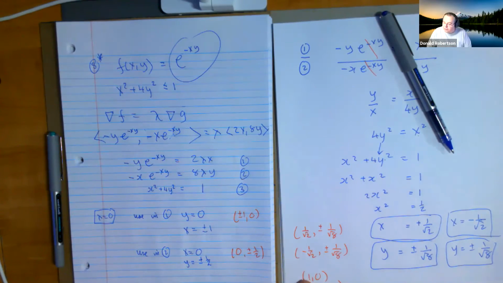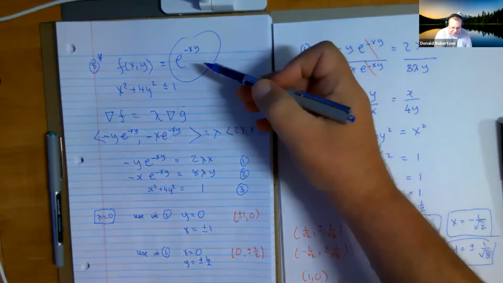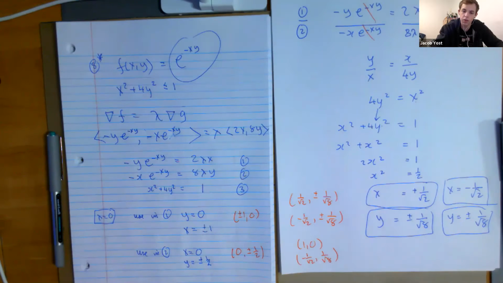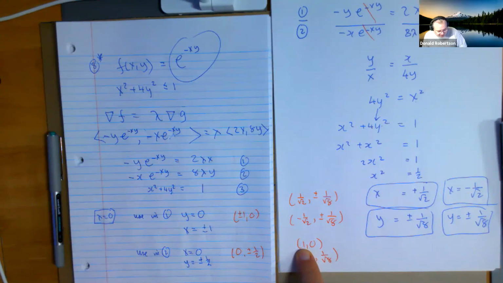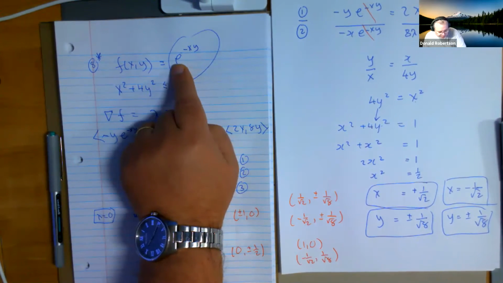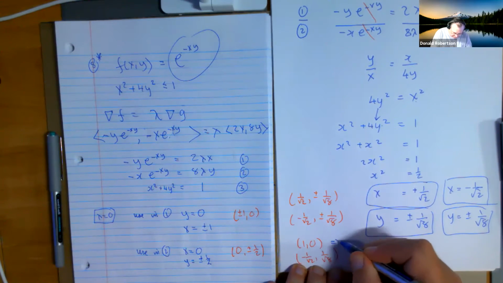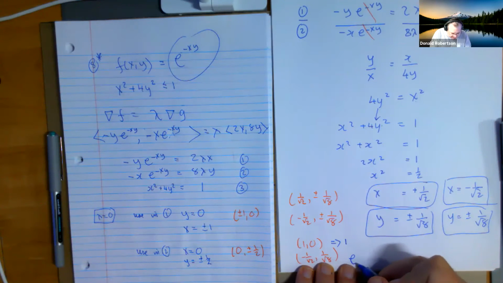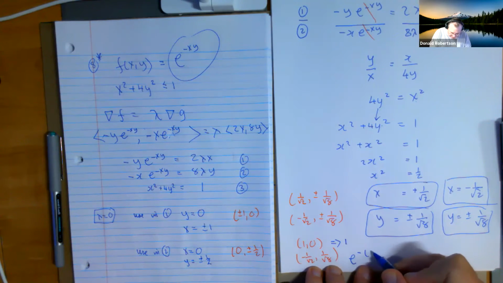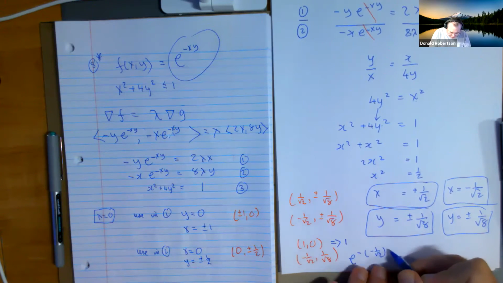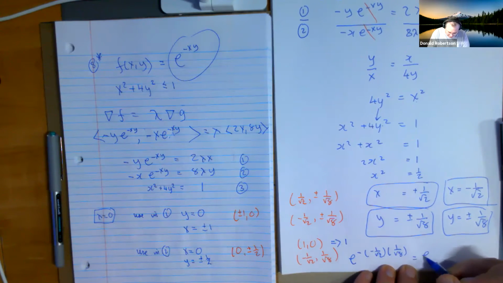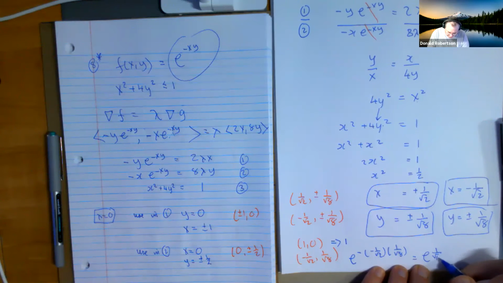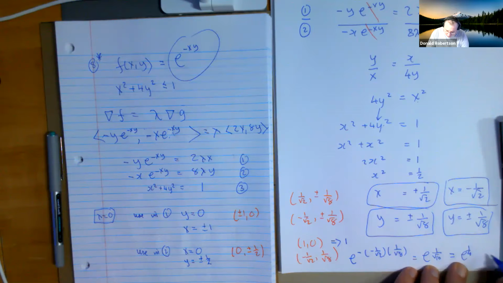Right, just as an example, 1, 0. We can't see it. Oh, the bottom of the page, there we go. If I check against 1, 0, won't this be e to the power of 0? And e to the power of 0 gets me 1. If I plug this fella in, it's going to be e to the negative 1 over root 2 times 1 over root 8, which is e to the positive 1 over root 16, which is e to the 1/4.